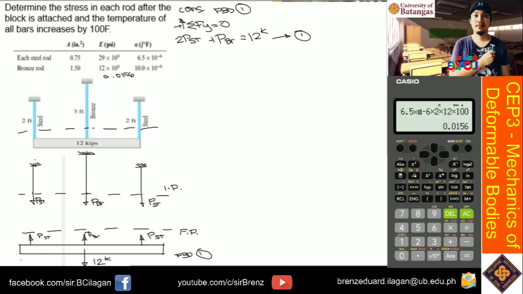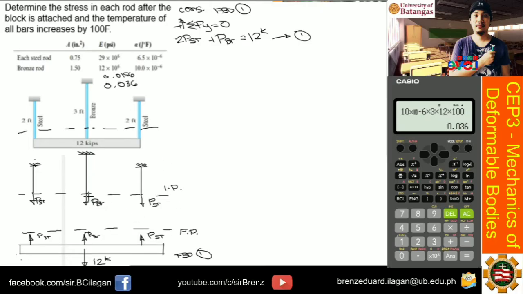Isulat ko lang dito na maliit, 0.0156. And then yung isa, yung for bronze. So bronze, alpha. So we have 10 times 10 to the negative 6. So mas malaking value ng alpha niya, no? Pero yung length niya mahaba din. So alpha times length na 3, times 12 to make it in inches, times 100. So that is 0.036. Okay, so tama, mas haba yung bronze.